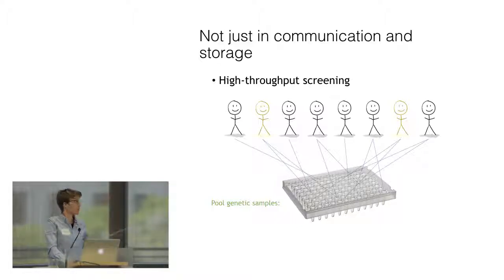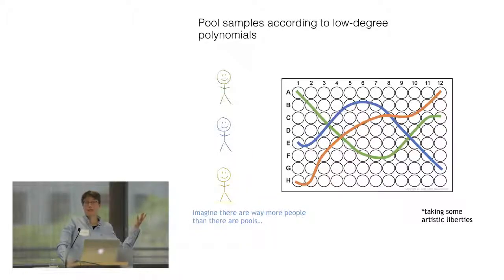And it turns out this works. And here's one way to do it, which should look familiar from the previous idea. Basically, I can pool samples according to low-degree polynomials. So imagine that I have these 3 different people, and actually imagine I have many, many different people. I'm only drawing 3 of them.